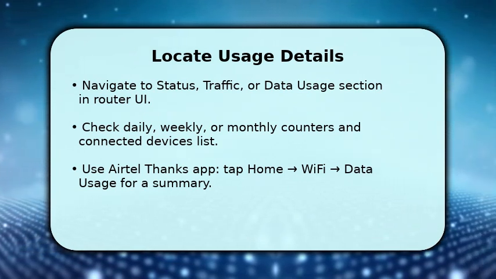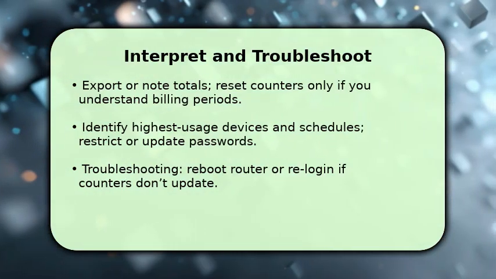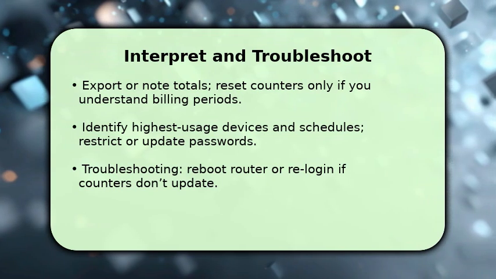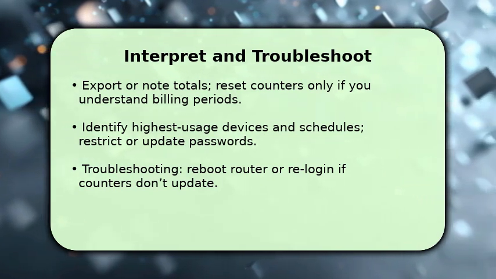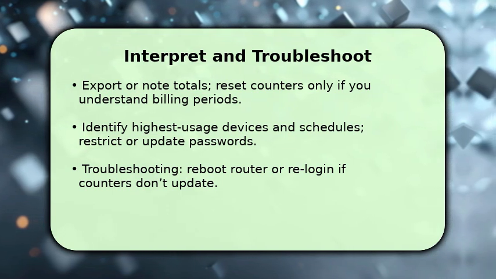You finish by interpreting totals against your billing cycle, export logs, or jot down numbers before resetting any counters. If a single device shows high use, change the Wi-Fi password or enable device limits to stop excess consumption.